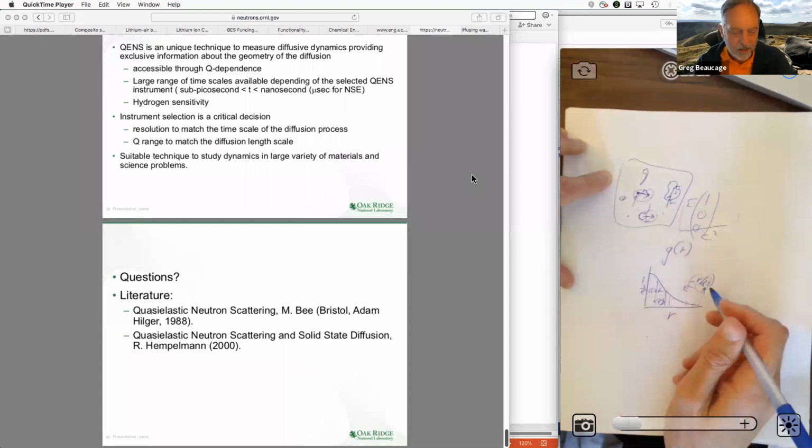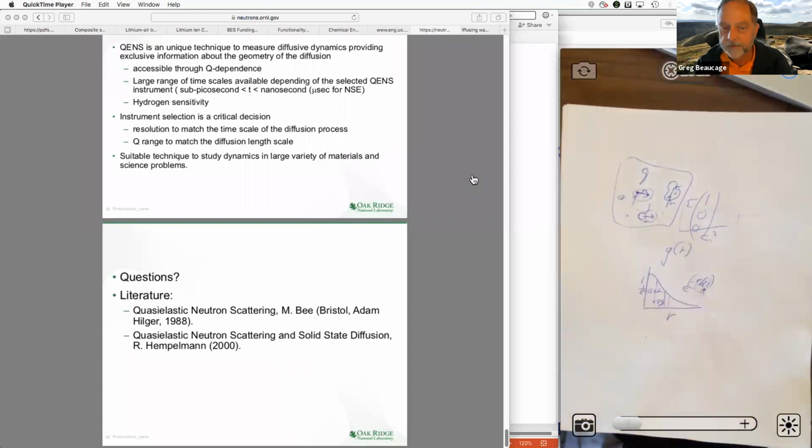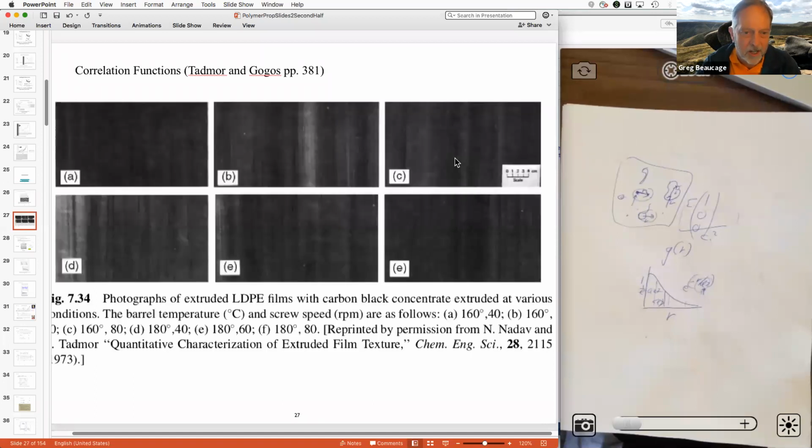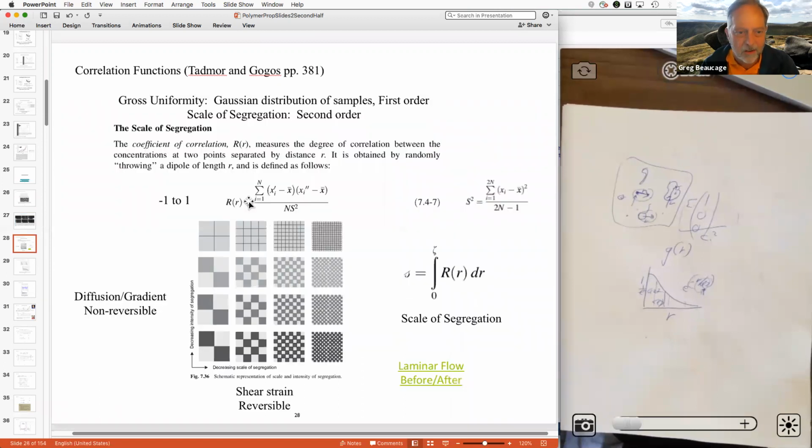So it shows that behavior can be used to look at different kinds. Even this is like a garbage bag, and you put color in it and you want it to be uniform, but basically you get streaks. So you can characterize these streaks by this correlation function, right? This is the correlation function.